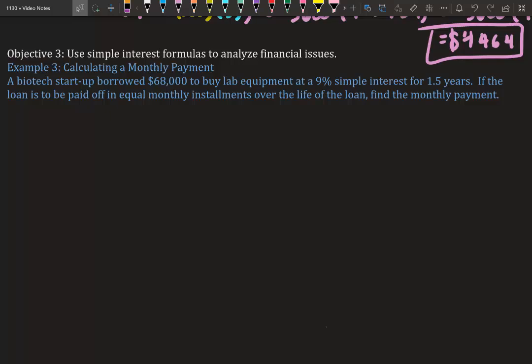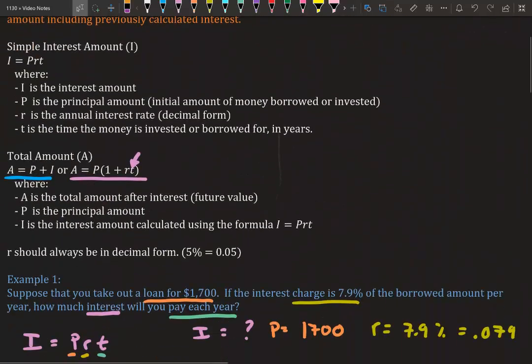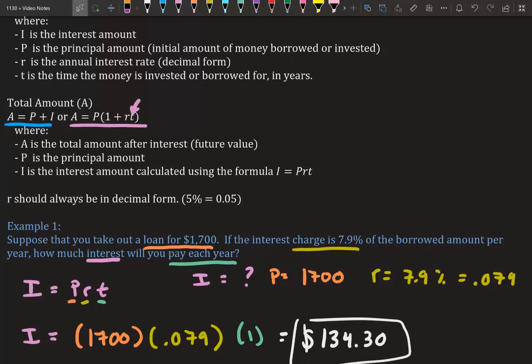Alright, so first we need to figure out how much this loan is actually going to be, because I'm borrowing 68,000, but they're charging me a 9% interest for 1.5 years. So I need to know how much they're actually charging me. How much they're actually charging me, we need to find our total amount.